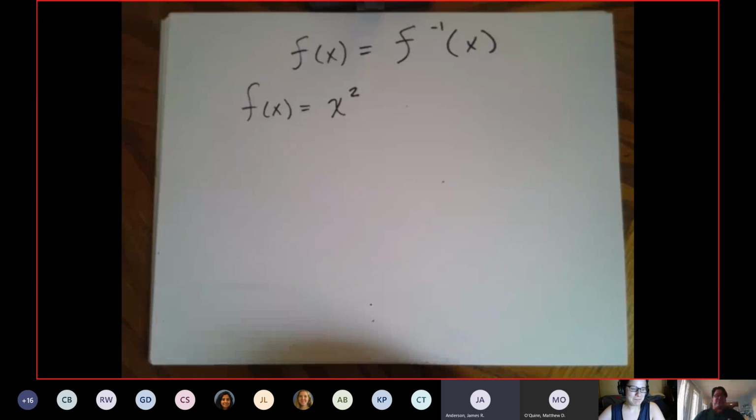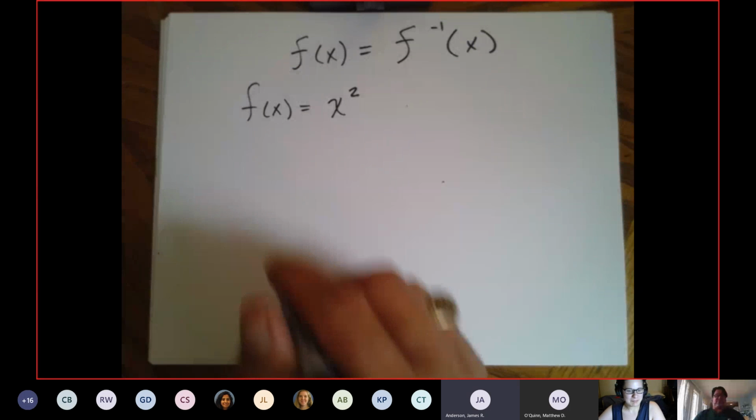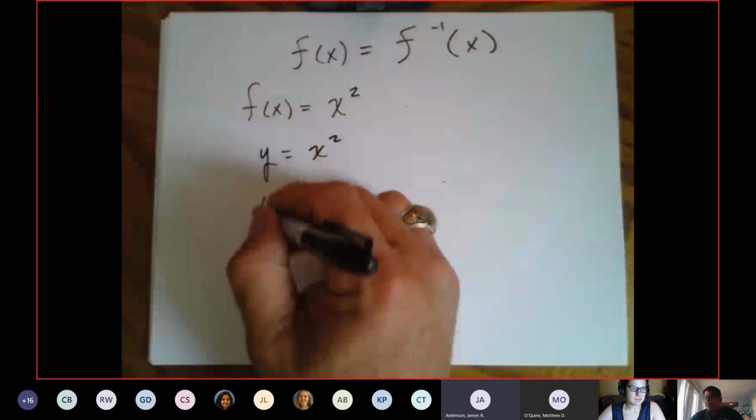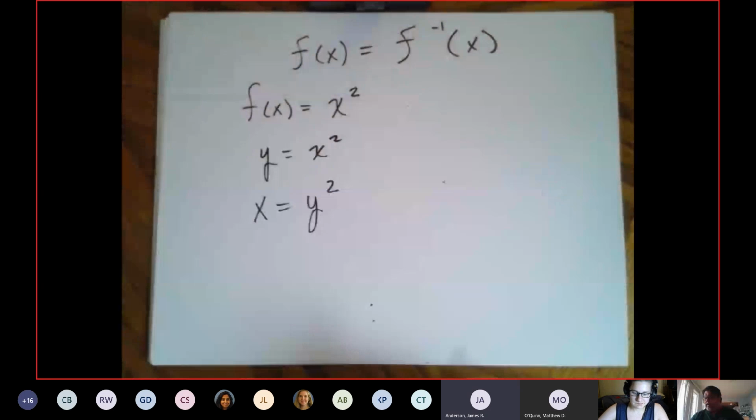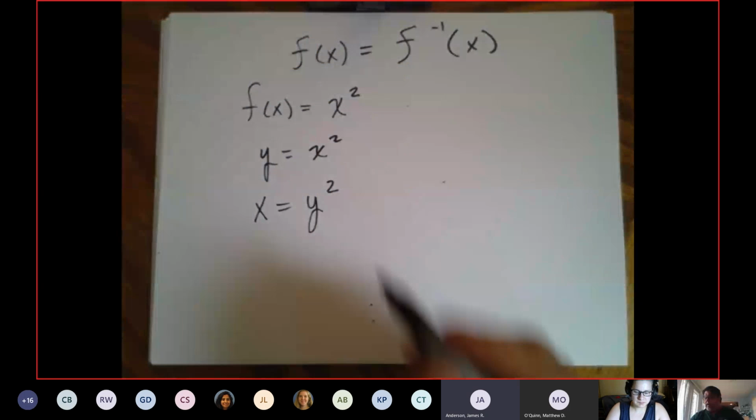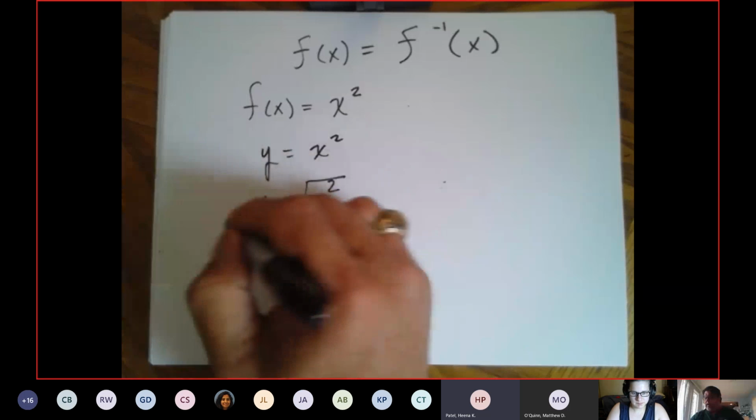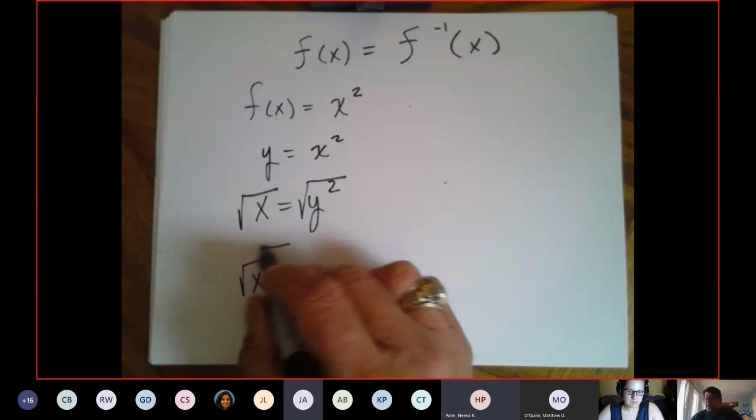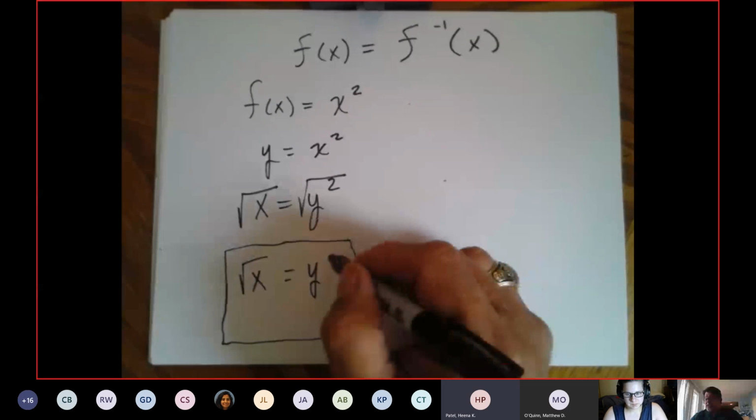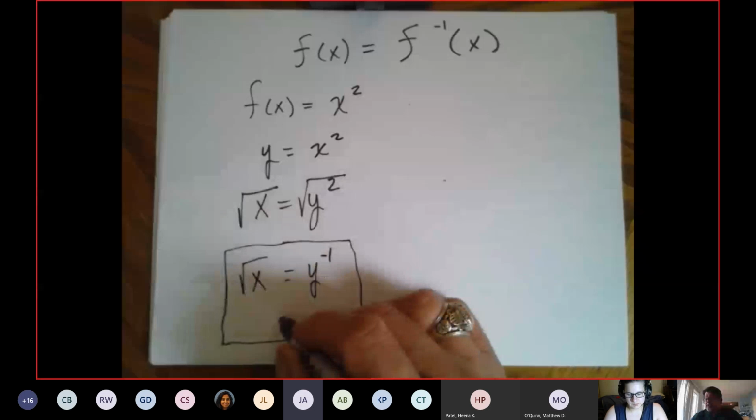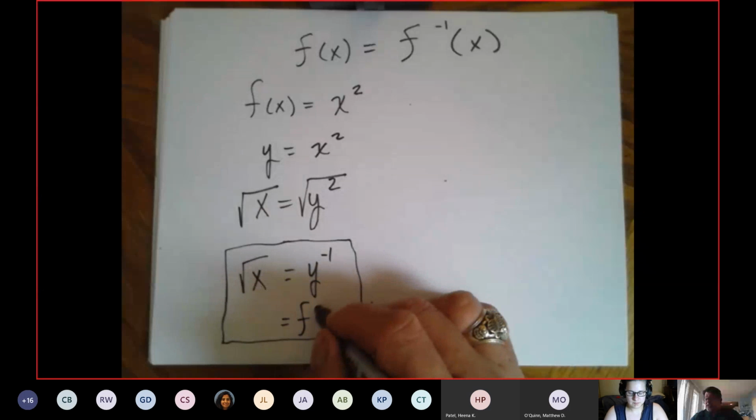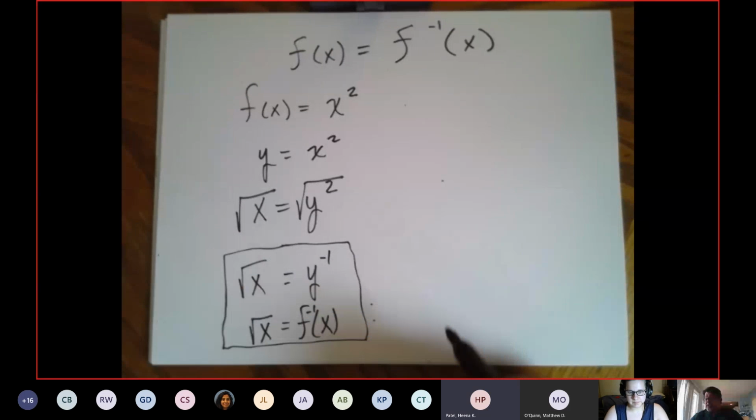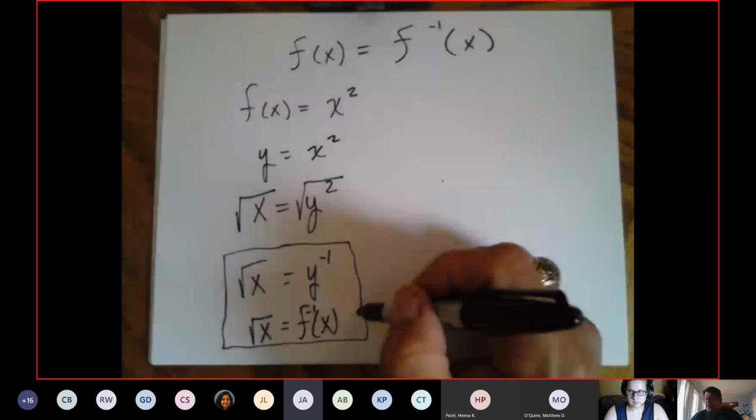All right, what's the first thing you do? Well, you get rid of the pinky mess. Change this to y is equal to x squared. Then you flip them. Swap x and y. x is equal to y squared. And now solve for what? y. Y is equal to the square root of x. Now, don't write y, write f to the -1. Bring the pinky back in. f of -1 of x is equal to the square root of x. So the inverse function of x squared is the square root of x.